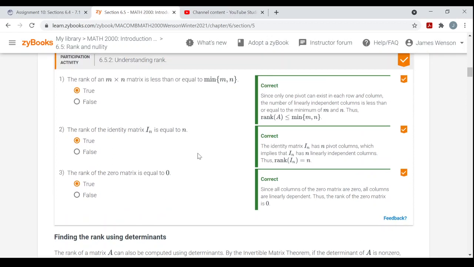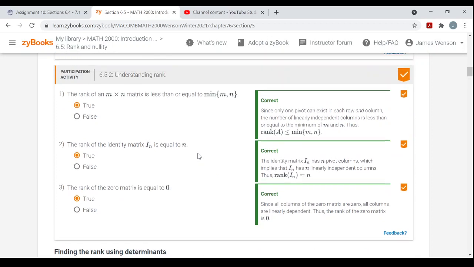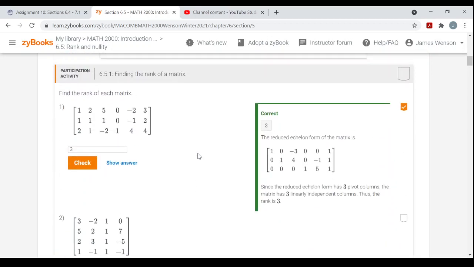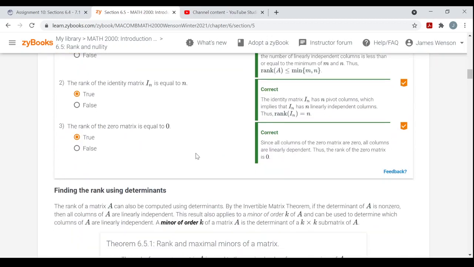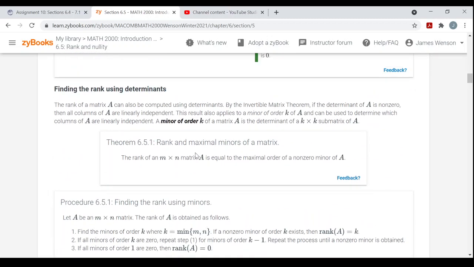Okay. So just a few more things to know about the rank of a matrix. Now again, I just showed you it's pretty easy to find the rank of a matrix using echelon form or reduced echelon form and just counting the pivots. This way they describe here of finding the rank using determinants, I'll show you one example, but this is definitely not the preferred method in my opinion.